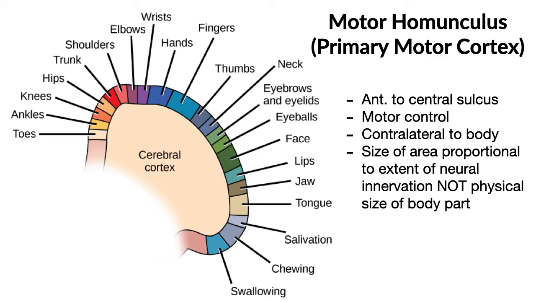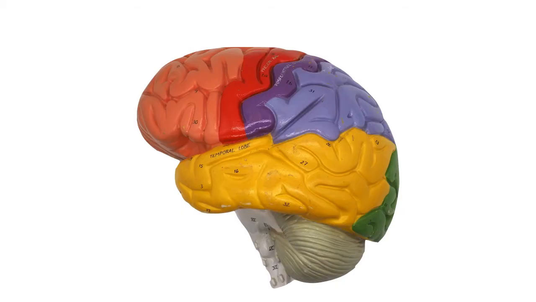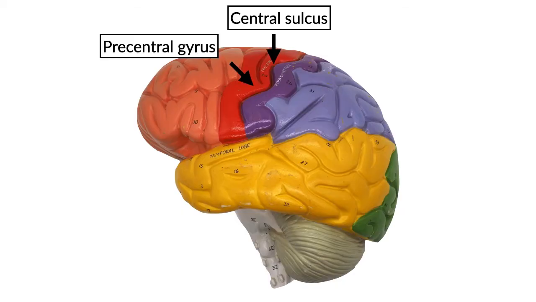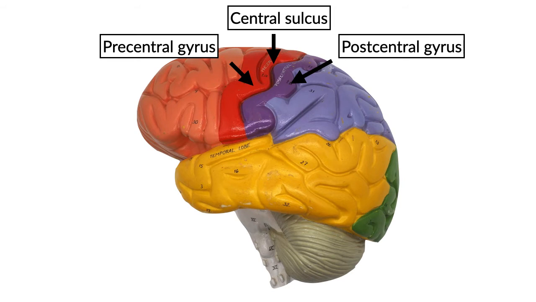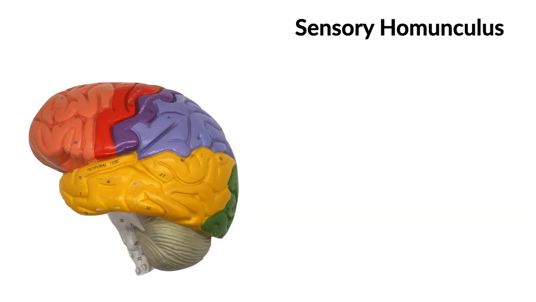So you notice that the tongue also has quite a large area associated with it. And that's because your tongue has to make, again, a lot of fine, precise movements in very quick succession. Your face also has a lot of muscles associated with it in order to give facial expressions. Now, we're just going to recap. We've got the central sulcus, we've got the pre-central gyrus, and we've got the post-central gyrus. Now let's look at the sensory homunculus.